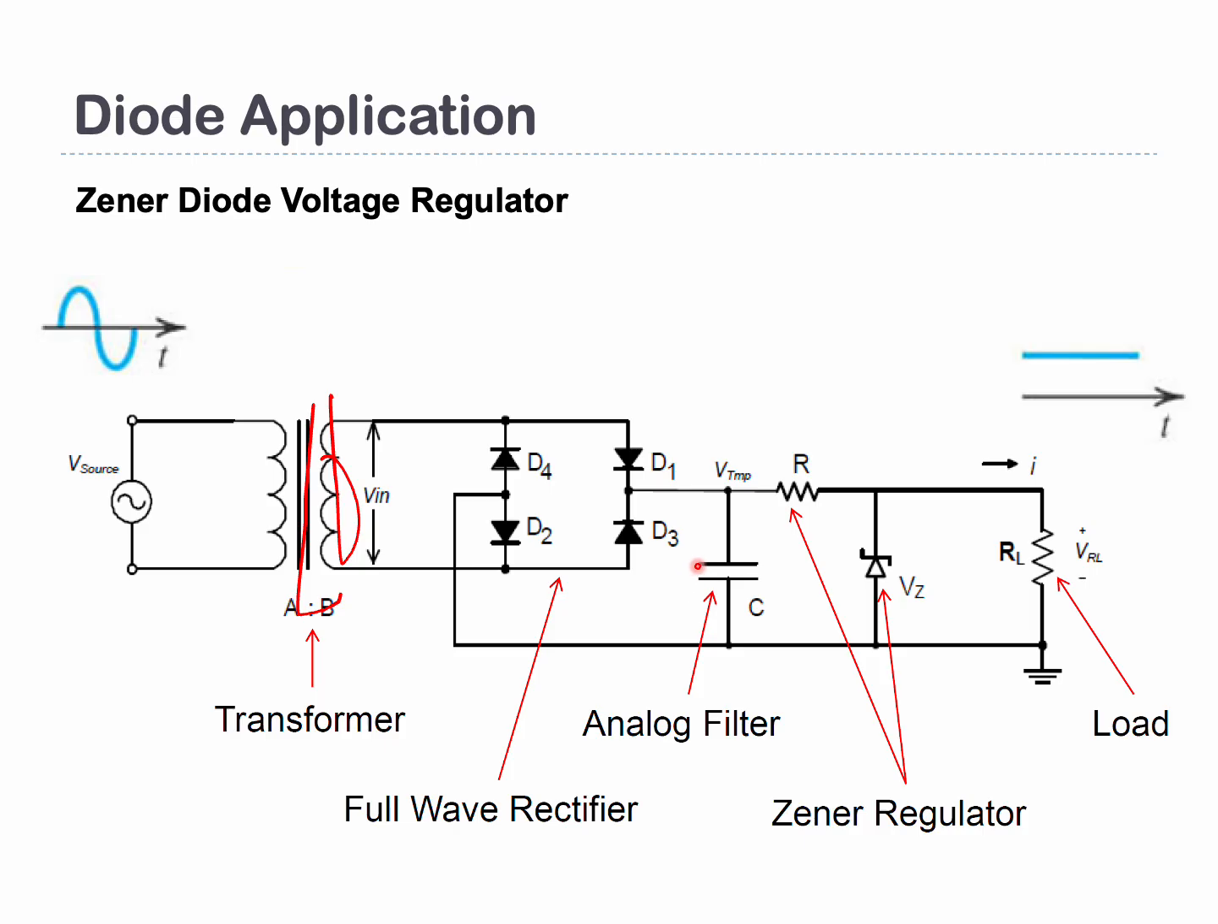We also have a filter. You can see a capacitor here. This is where your voltage will be filtered, meaning that the fluctuation will be eliminated. Then we have this R and this VZ. Both of these are known as a Zener regulator. At the end, you're going to have a load at your output, the load resistor.